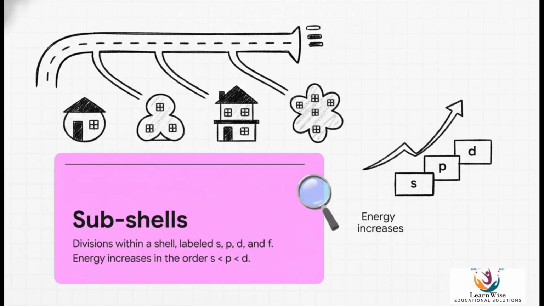All right, let's zoom in a little closer. On each of these main streets, or shells, you've got different types of houses. We call these subshells. The ones we'll run into most are labeled S, P, and D. The S-type house is the simplest, with the lowest energy. Then comes the P-type, and then the D-type. It's kind of like a hierarchy of housing on every single street.